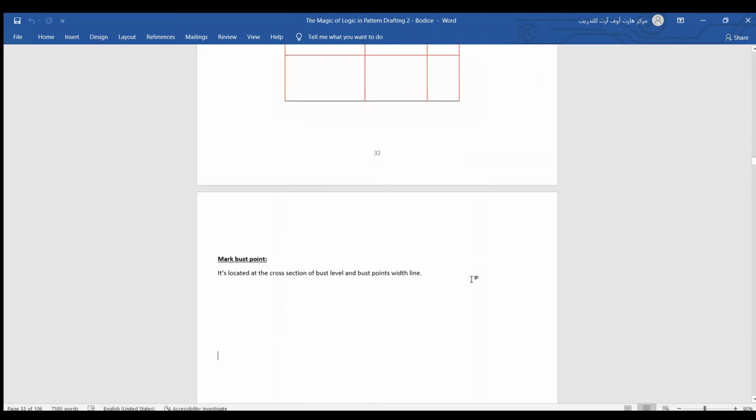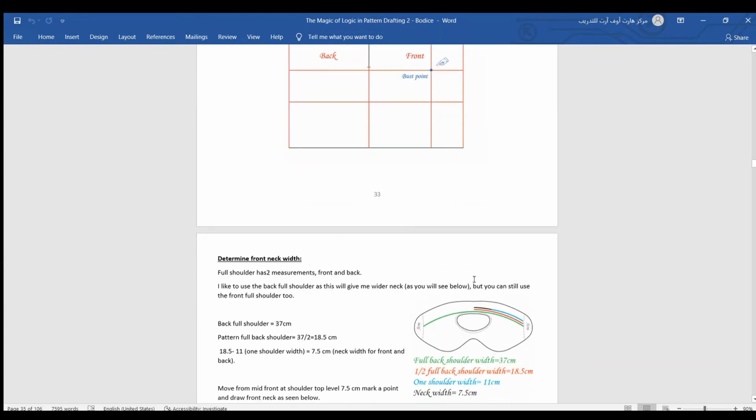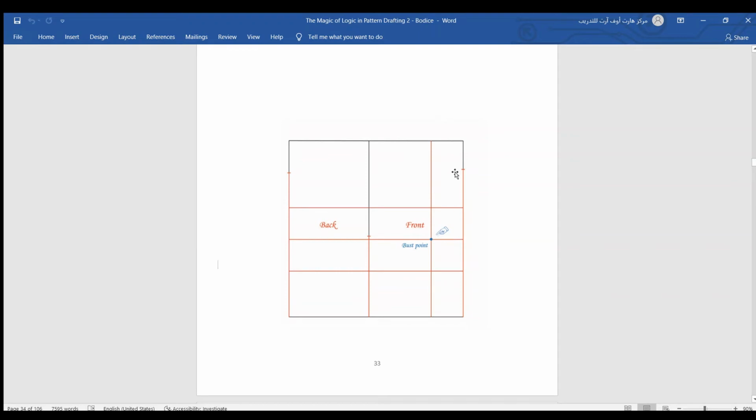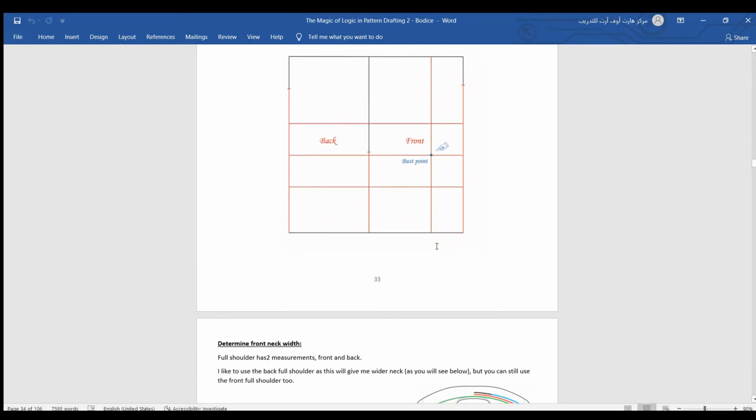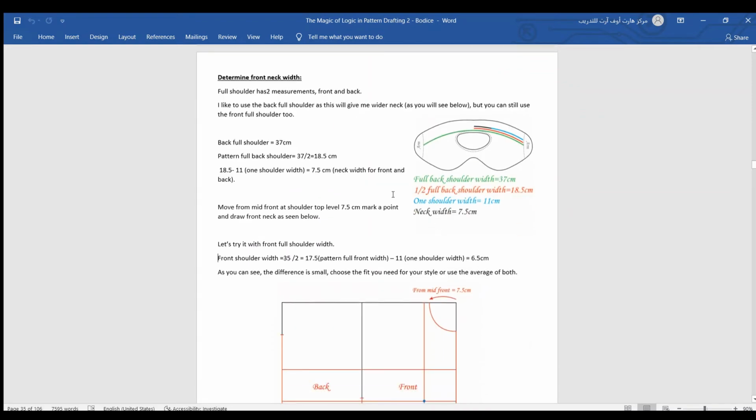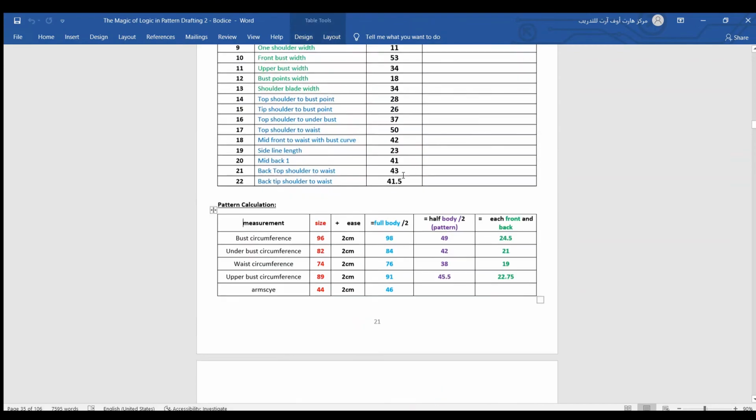Next we'll be marking the bust point. The bust point is located at the intersection between the bust level and the bust point width line, which is this point. At this point is where the bust point is located. So I will go down also. Here comes how to determine the front neck. As you remember, we've taken the measurements. Let me just go up here and I will show you on the measurements.